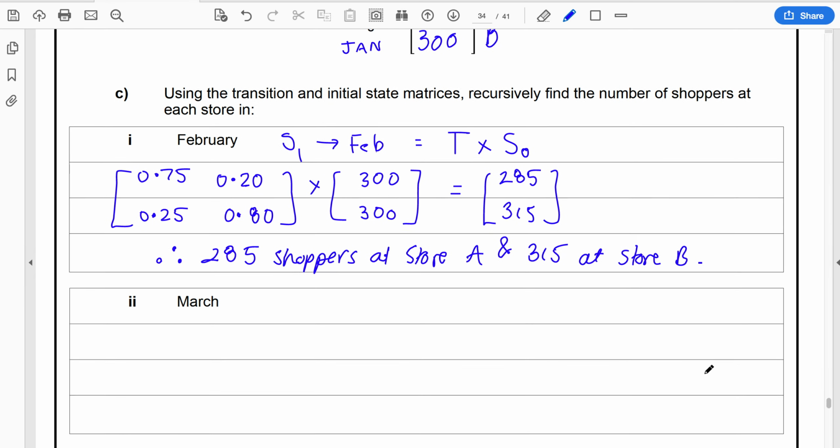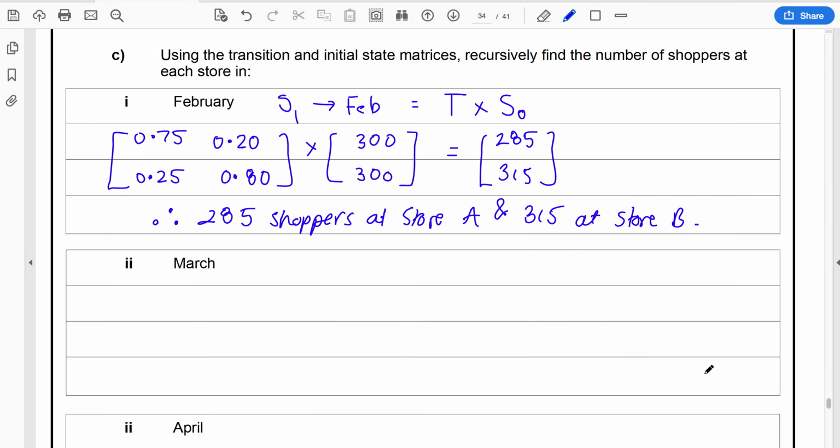So now we've got values for where the shoppers, the customers, are shopping in February. This is why it says recursively find, because now if I want to find March, I have to use my previous values. I have to use the values for February and transition those values. Remember, that transition matrix is not just for January. It's saying in general, for any month, these are the transitions that happen month to month.